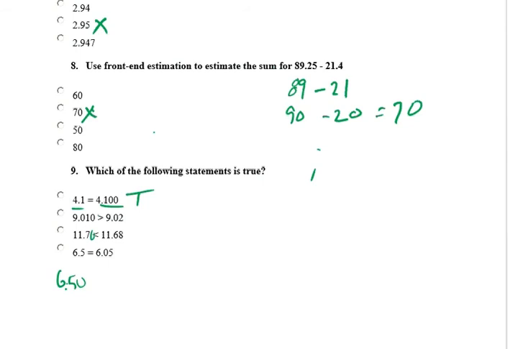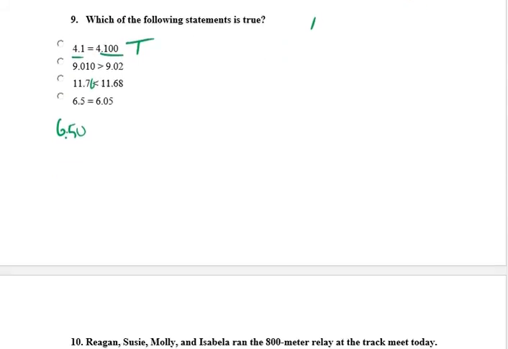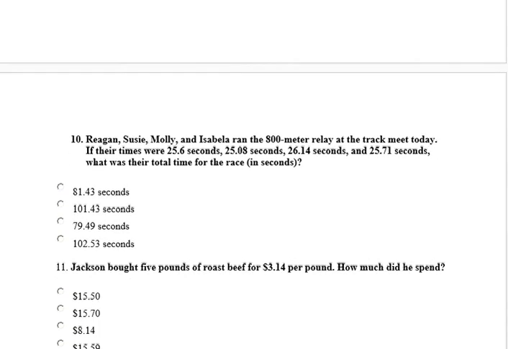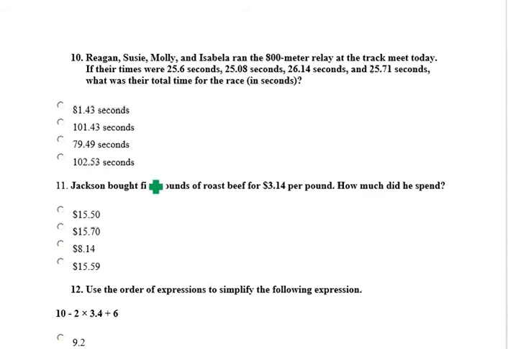We are on to number 10. And after that, we'll do number 11. Uh-oh, story problem. And it deals with time. Reagan, Susie, Molly, and Isabella ran an 800-meter relay at this track meet today. If their times were 29.5, 25.8, 26.14, and 25.71, what was their total time? Well, let's just add them up.